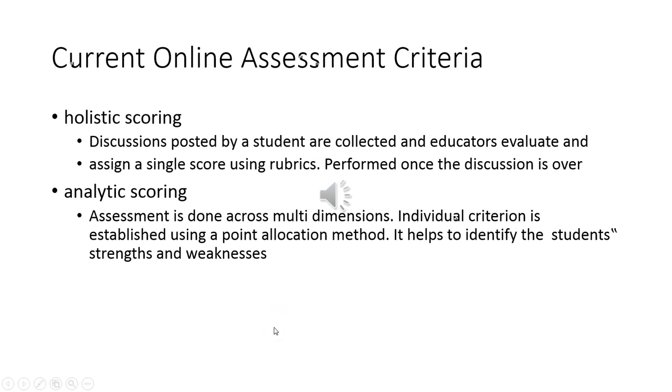The challenge facing online discussion forums is how do you assess them? There are basically two big areas that can be used in terms of assessing, either the holistic scoring system or the analytical scoring system. Holistic is much more general, based on the various students' postings within the forum, the quality and the frequency, and assigns a single score using a rubric with clear descriptors on what those scores mean, and it's usually performed at the end of the discussion.